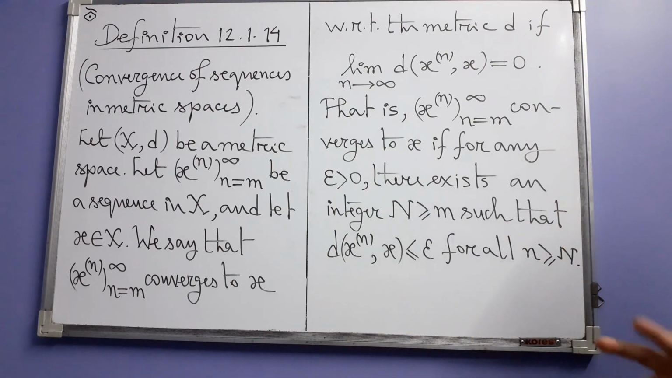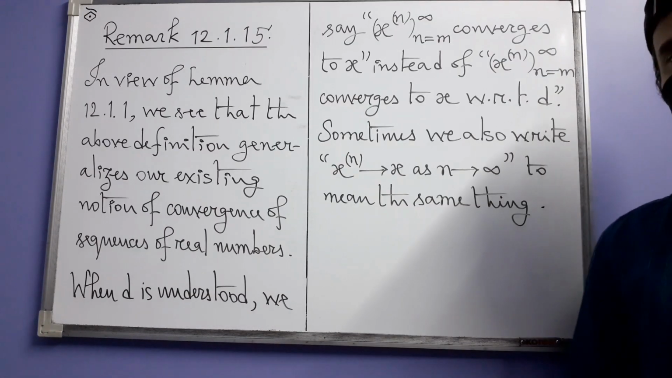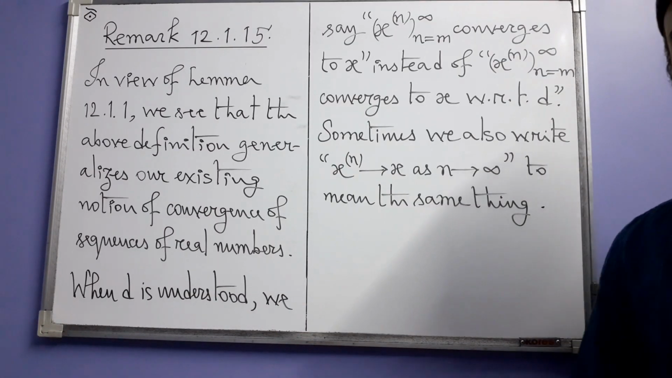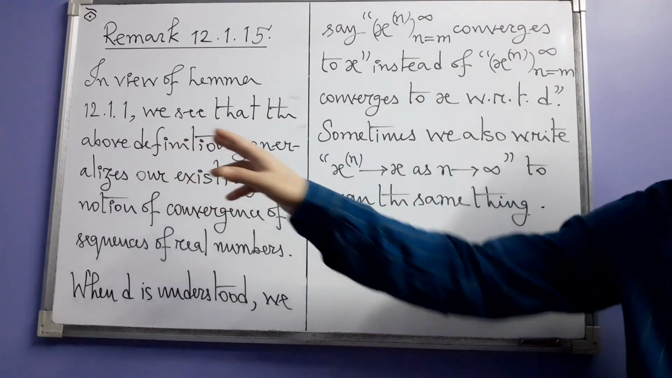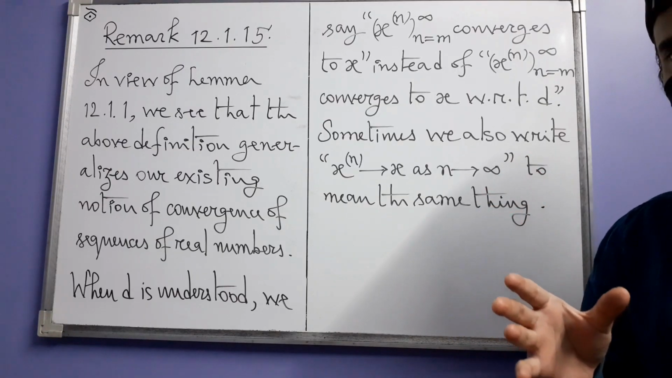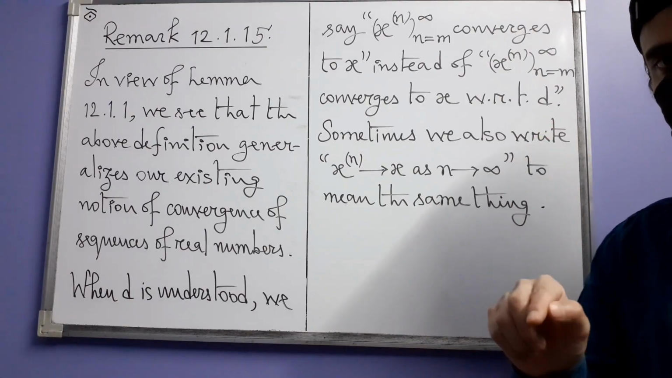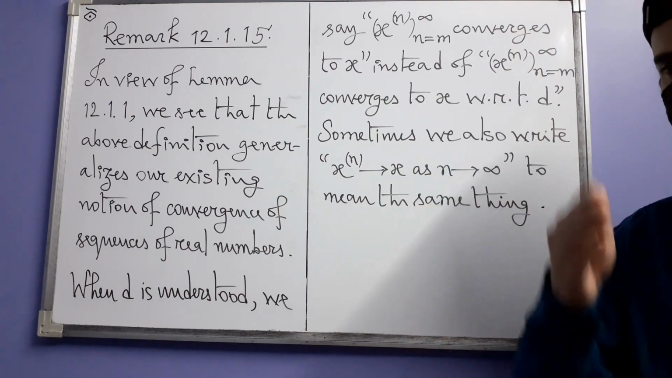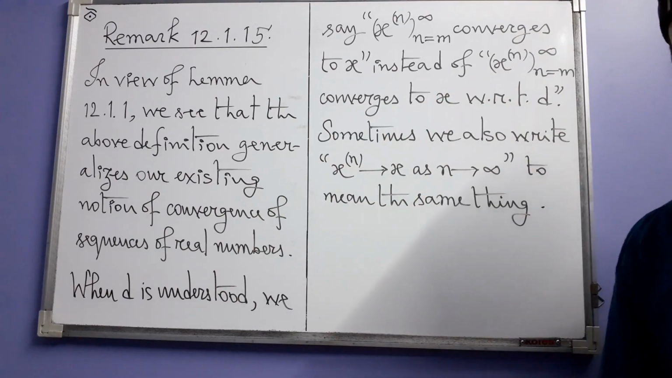Let us next see two remarks on this definition. Okay, next we have this remark. The remark first of all reminds us of Lemma 12.1.1, which is where we reformulated the notion of convergence of sequences of real numbers entirely in terms of that metric we have on the set of real numbers, that absolute value metric, which in fact led to this general definition.